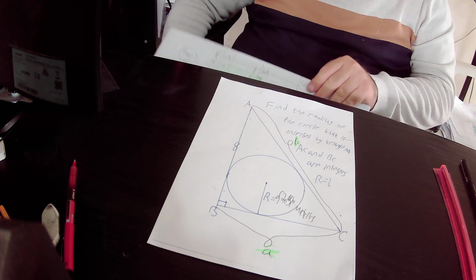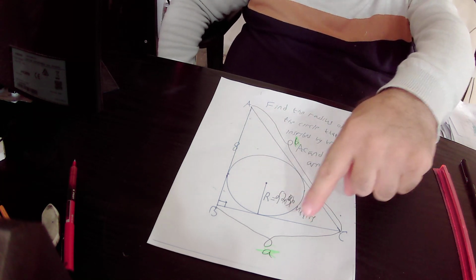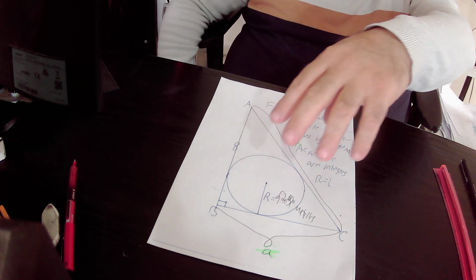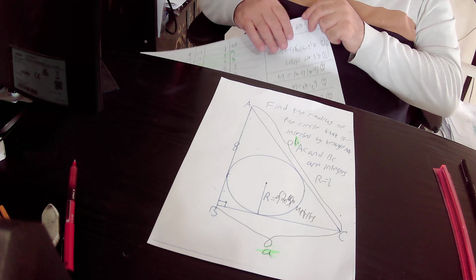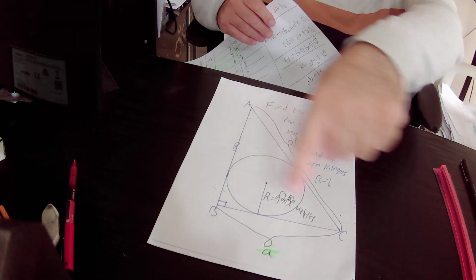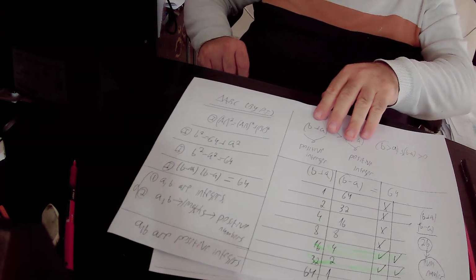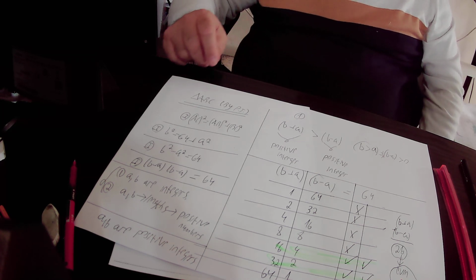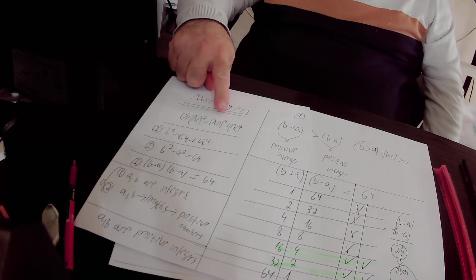So first of all, we define side BC as A and side AC as B, and we implement the Pythagoras theorem on the right triangle, triangle ABC. According to the Pythagoras theorem, AC squared equals AB squared plus BC squared. Repeat again, in the right triangle, triangle ABC, AC squared equals AB squared plus BC squared.